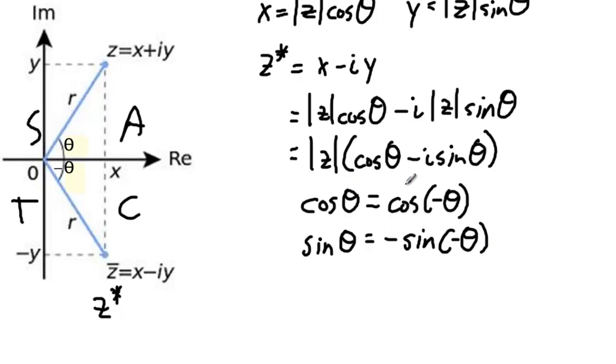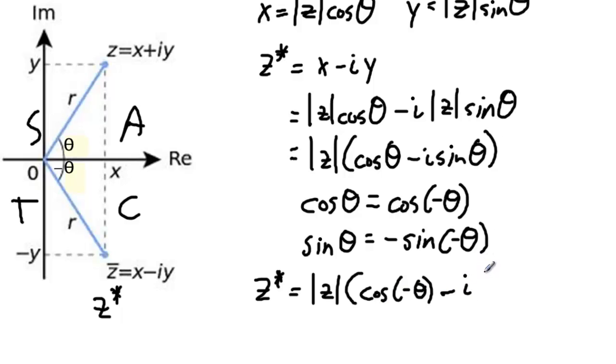And what I'm going to do is plug these guys back into here. So that makes the conjugate equal to the modulus of z times, so we're going to replace cosine theta with cosine of negative theta, minus i times, and I'm going to replace sine theta with negative sine of negative theta. A whole lot of brackets. 1, 2, and I need one more.